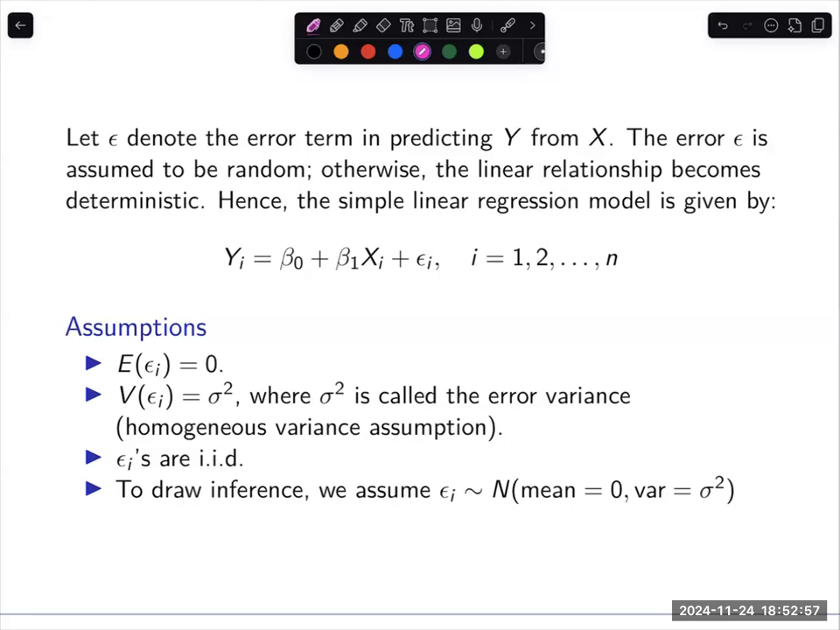And last but not least, to draw inference, we commonly assume epsilon i follows a normal distribution with a mean of 0 and variance of sigma square. All those four assumptions are commonly assumed for the simple linear regression model so that we can deduce some very useful properties for the corresponding estimation.